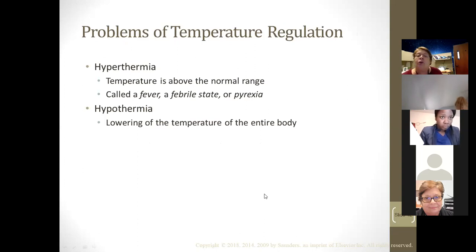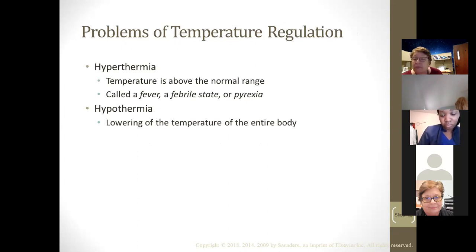Okay, so hyperthermia, hyper means up, right? So hyperthermia, the temperature is above normal range, and we call that a fever or a febrile state or pyrexia. These terms are things you need to know because you're going to see them in exam questions. All right.